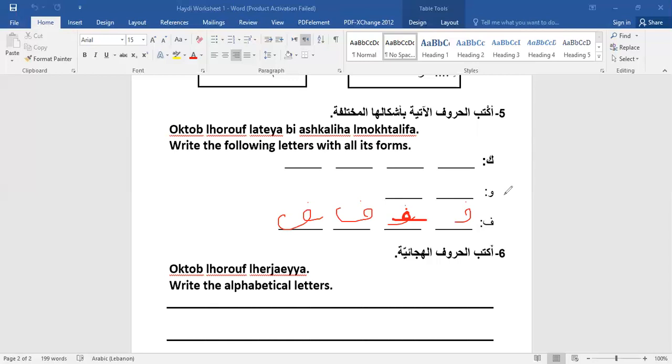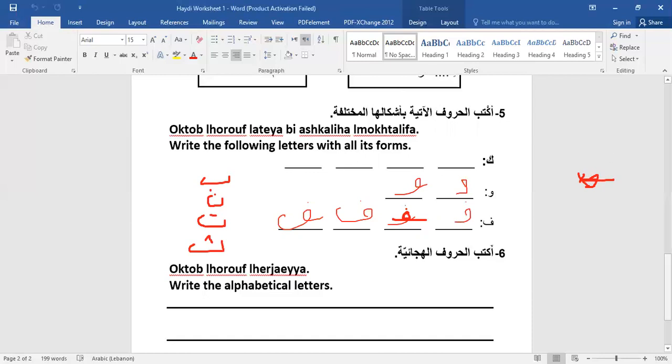Bravo. Wa. Yalla, wa. 2 forms for wa. Yes, and the second one, how? Yes, so you cannot make it like this. It's wrong because here it doesn't have a tail, okay? You know ba, you know na also we said, you know ta and you know tha and these, okay? Let's try writing the alphabetical letters.